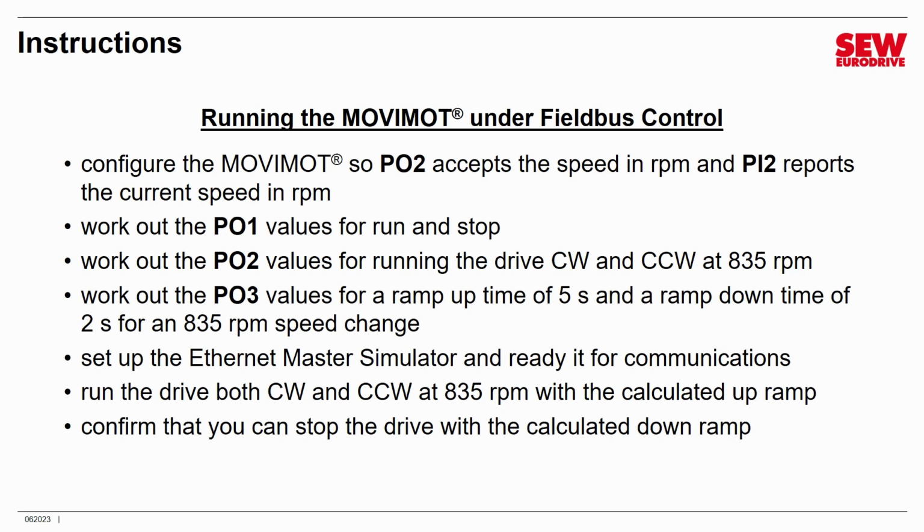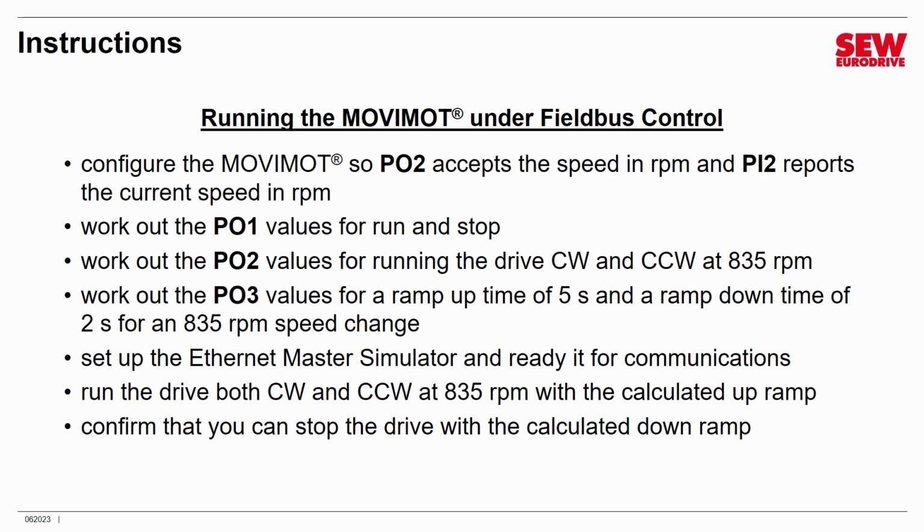Then you'll need to work out the PO1 values to run and stop the MOVIMOT. You'll need to work out the PO2 values for running the drive both clockwise and counterclockwise at 835 RPM. You'll need to work out the PO3 values for a ramp up time of 5 seconds and a ramp down time of 2 seconds for an 835 RPM speed change.